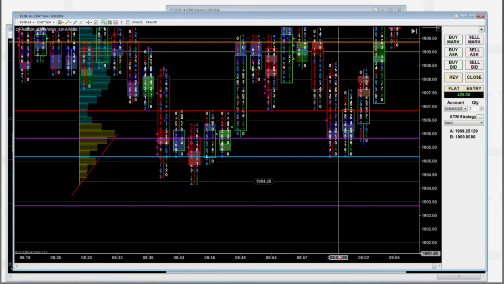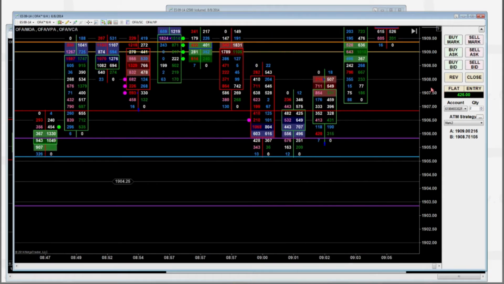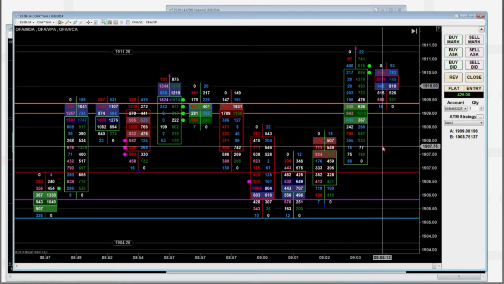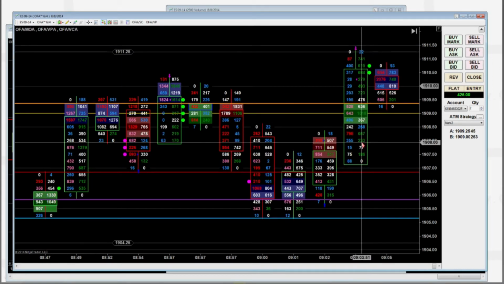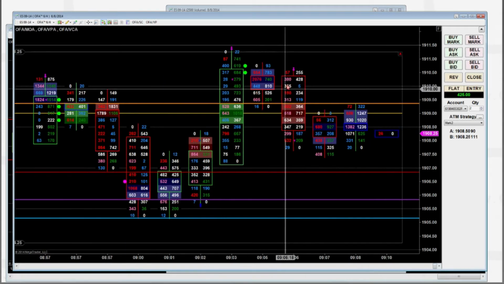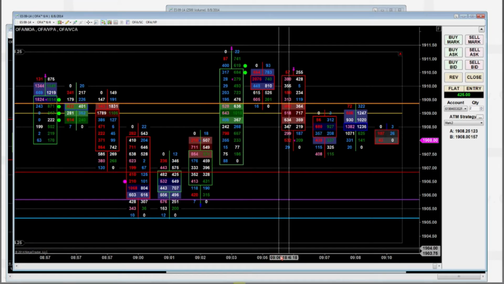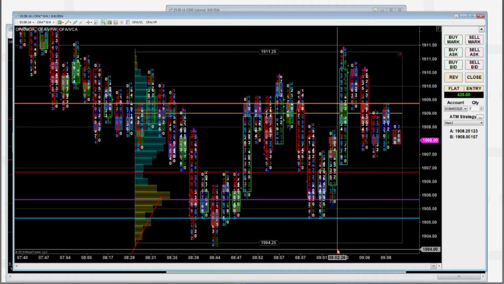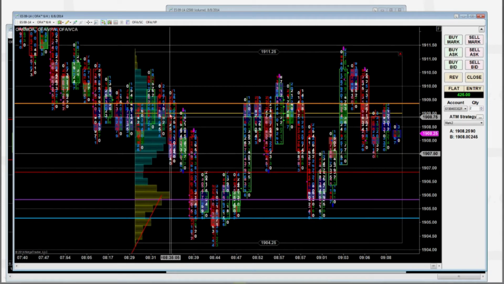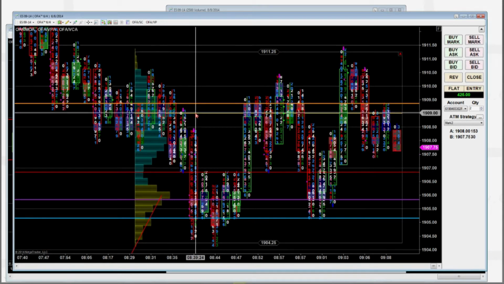Looking for, if this is all weakness, if this is weak and it comes back through this level, and this just came a little lower than I wanted it to. If this is all weak, then my expectation is that it's going to start to traverse the thick part of this profile and look to come back up to at least 1909, 1909 quarter.